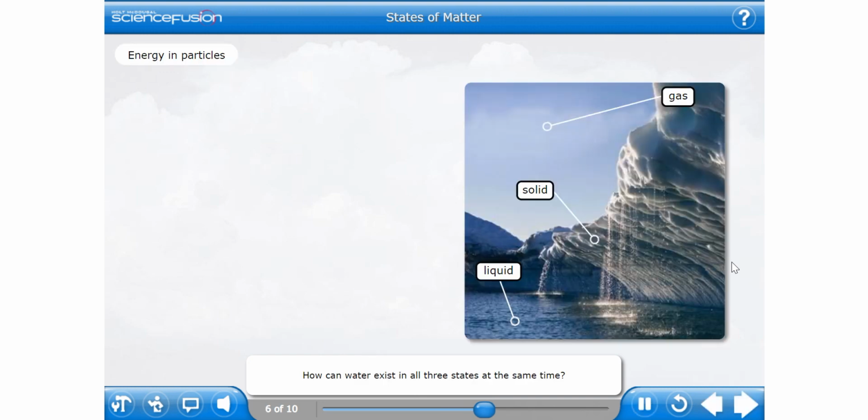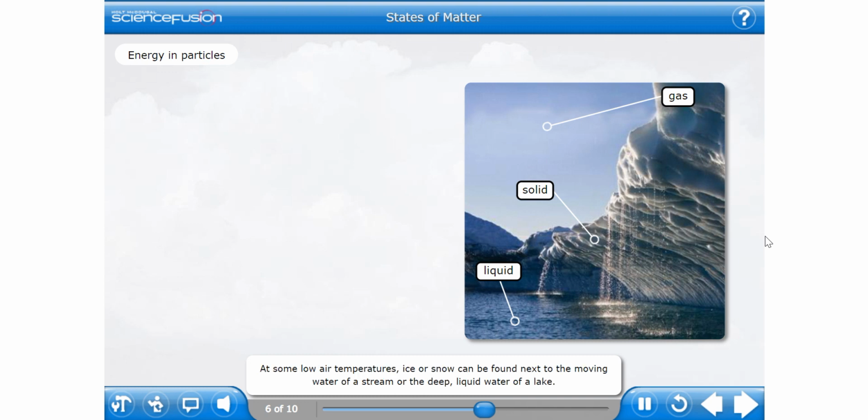How can water exist in all three states at the same time? At some low air temperatures, ice or snow can be found next to the moving water of a stream or the deep liquid water of a lake. At the same time, water vapor is in the air. Click each labeled area to learn how different energies in water particles allow water to coexist as a solid, liquid, and gas.